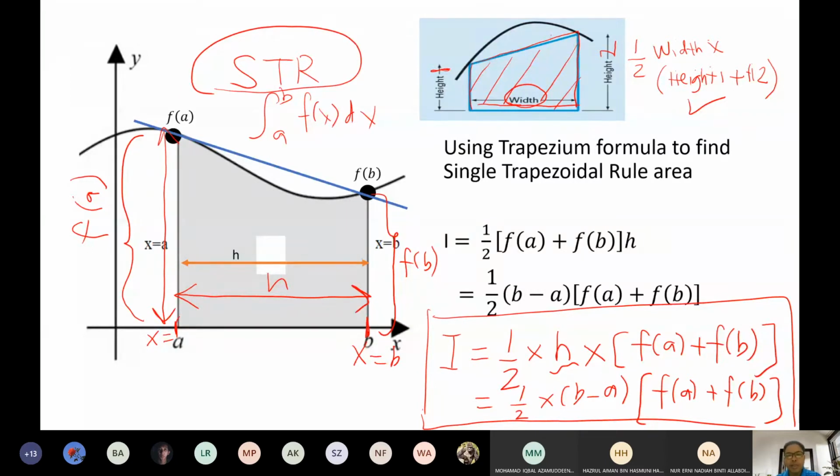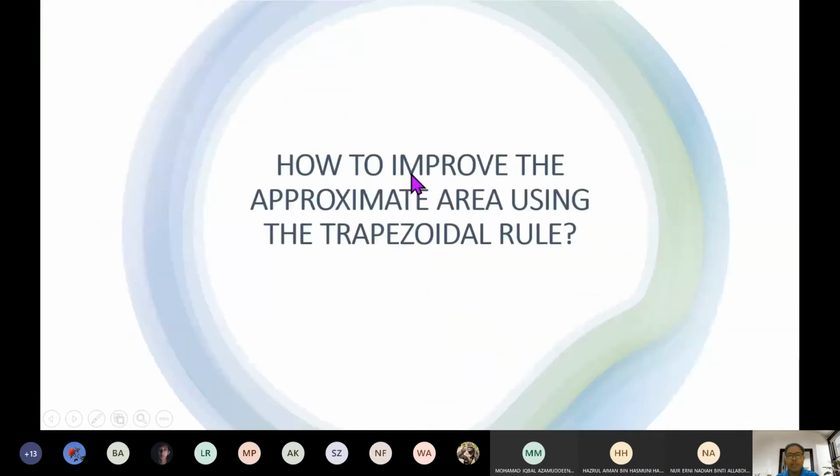Is there any questions before we proceed with the multiple trapezoidal rule? Okay, if there is no question, we proceed to the next slide.